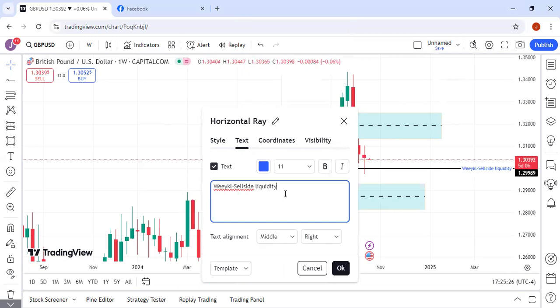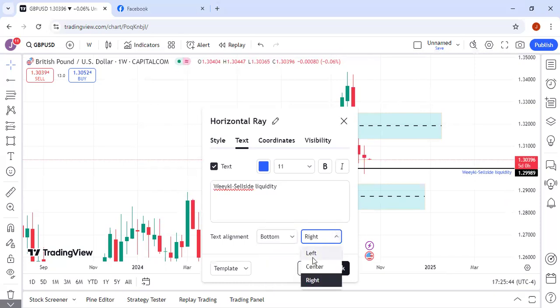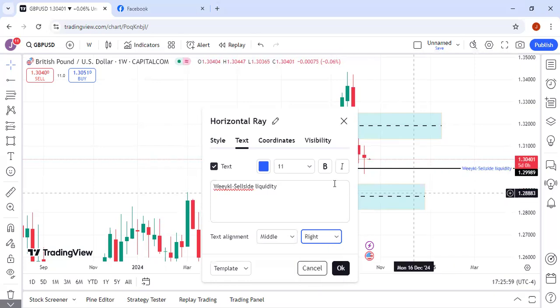Weekly sell side liquidity. So for the weekly sell side liquidity, I told you about the text alignment, middle, right. For this particular one, sometimes you can put it at the bottom and bring it to the left side. It all depends on the way you want to do it, but you can equally leave it so that as you go forward, you're seeing it right there for you, that this particular line is what it stands for.